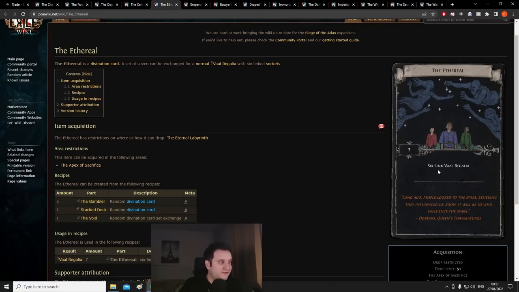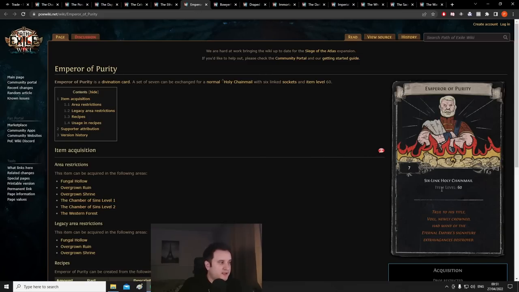The Ethereal Val Regalia. Now, this one's usually not that good because you actually want high item level on your Val Regalia to get a lot of energy shield going, right? A lot of the rolls are hidden behind item level 80 plus, and as it has no item level specified here, it can only get up to item level 80. But if you need your energy shield, you need it, right?